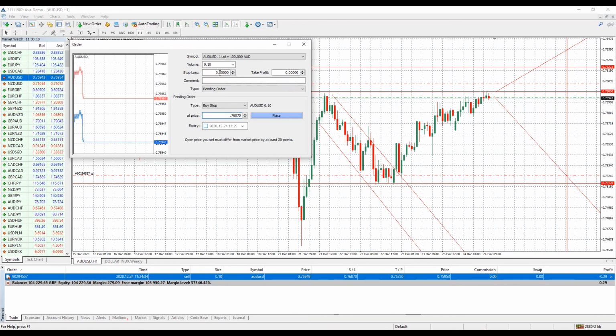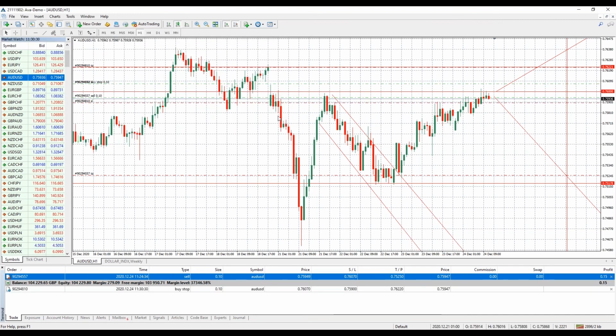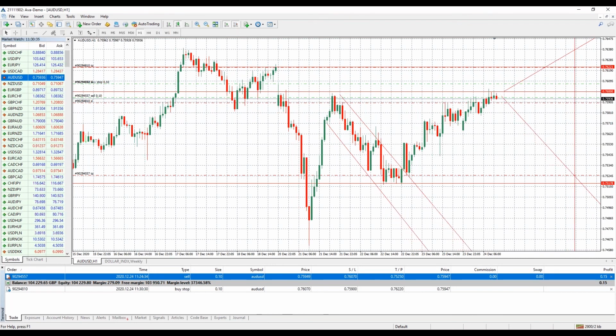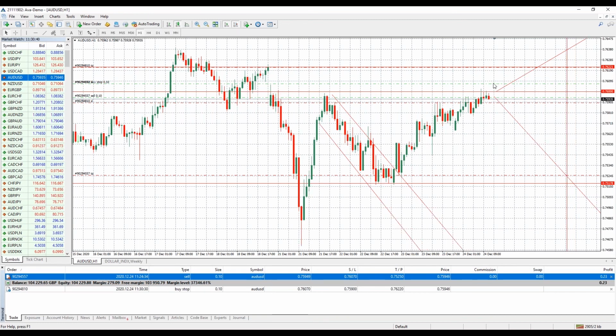Stop loss then would be back down 7590 maybe. And my take profit could be up here at the top of the gap somewhere, 7622. Okay, so there's my pending order. If it does break through and hit this price up here above my stop loss, then I'm buying and taking a scalp.